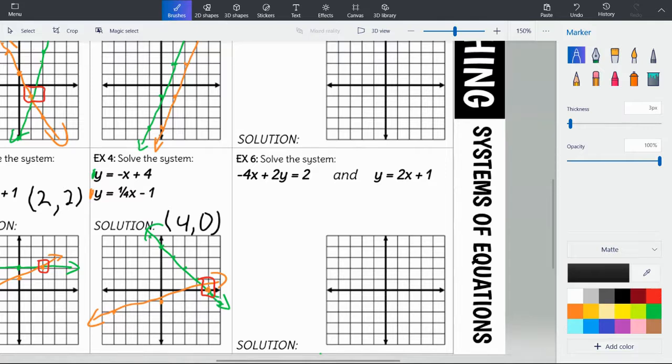So if I plug in 0 for y and 4 for x, so negative 4 plus 4 is 0. So it works. Okay, so this one, 0 for y equals 1/4 times 4 minus 1. 1/4 times 4 is 1. 1 minus 1 is 0. So it also works. You can check and see if you're correct like that.